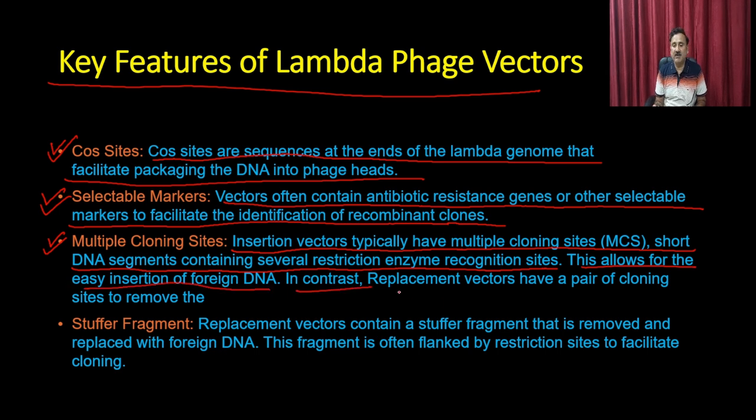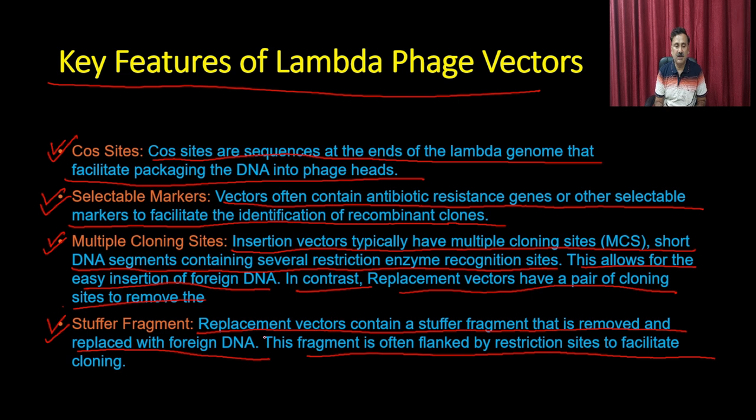In contrast, replacement vectors have a pair of cloning sites to remove the fragment. Then we have the stuffer fragments. So, a replacement vector contains a stuffer fragment that is removed and replaced with foreign DNA. This fragment is often flanked by restriction sites to facilitate the cloning.